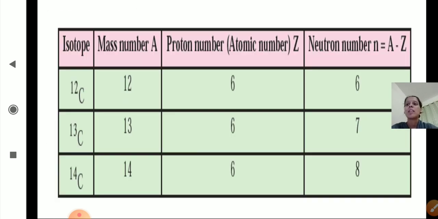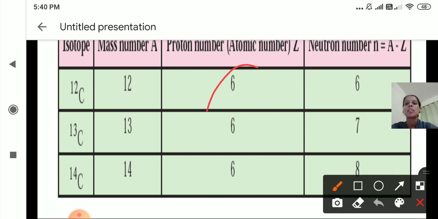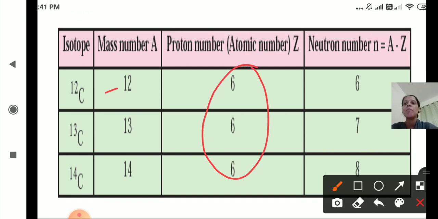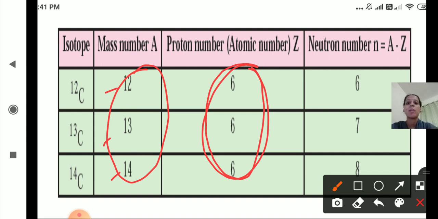Now as you can see, this is the example of carbon isotopes: C12, C13, C14. The mass numbers are 12, 13 and 14, and as you can see here, the atomic number is 6. They have the same atomic number but different mass number. So this is an example of isotopes: carbon C12, C13 and C14.